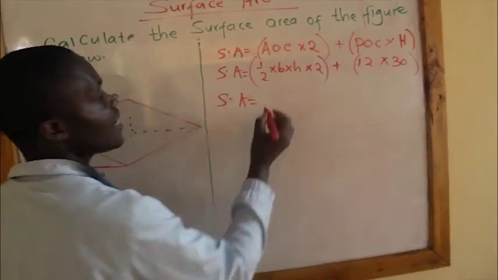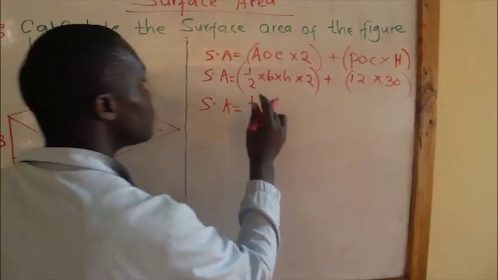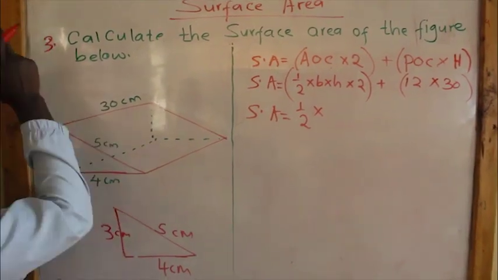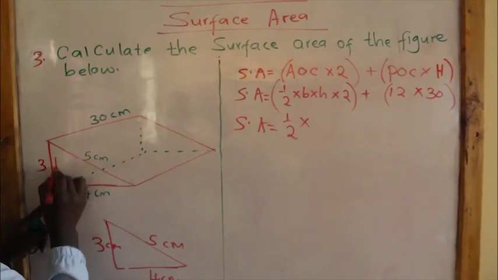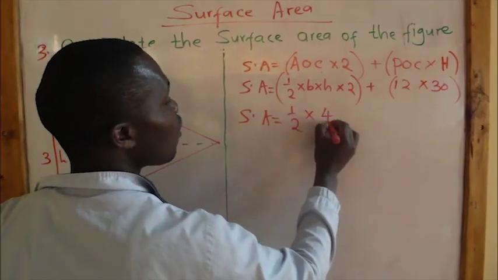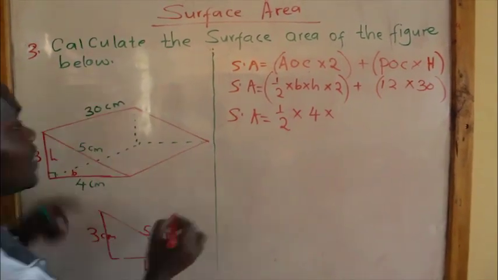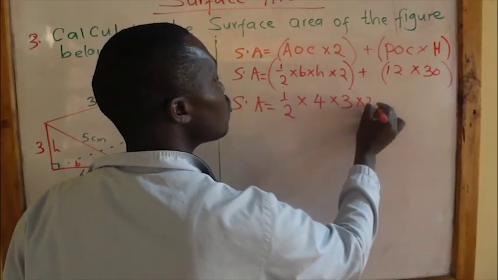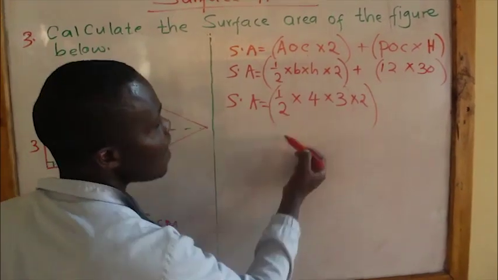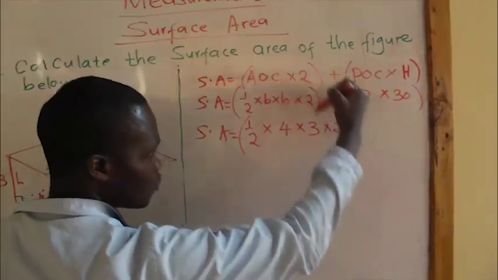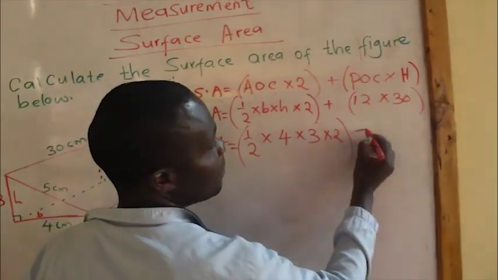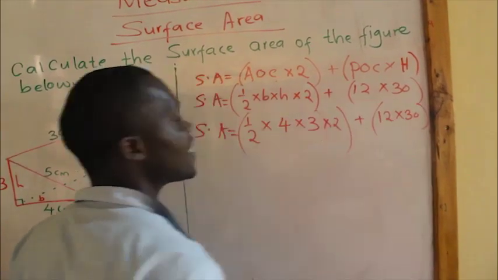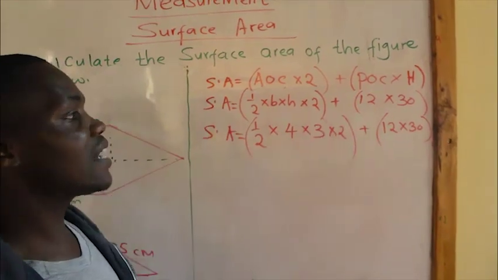Let us now start. A half times the base. The base of this one is 4 and the height is 3. So this is the base, this is the height. So base is 4 times the height is 3. Then times 2. Remember to obey the formula. Half times base times height times 2. Always confirm. Plus 12 times 30. So learners, we are left with calculating and getting our answers.